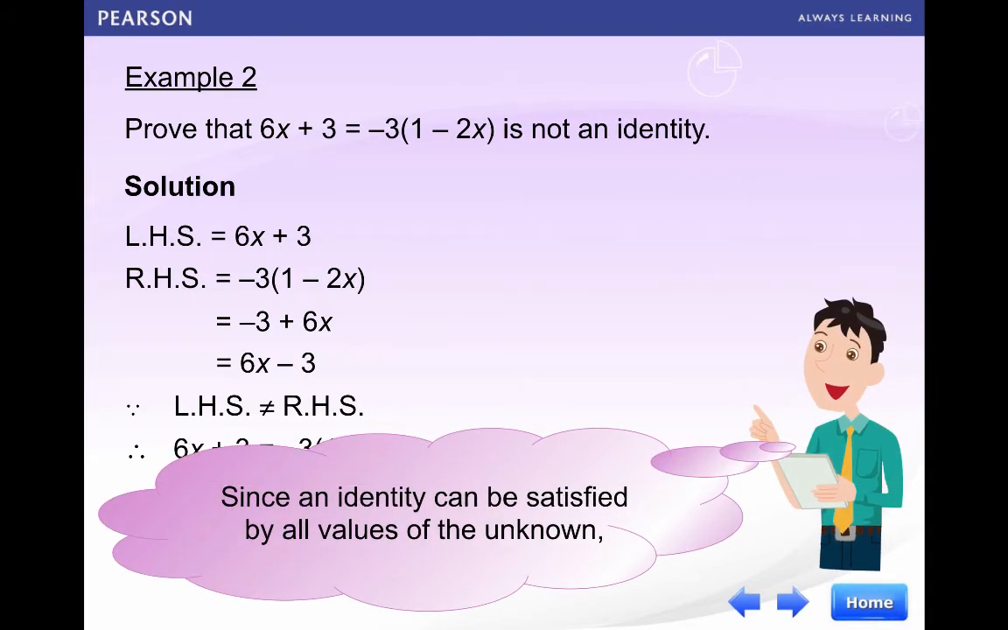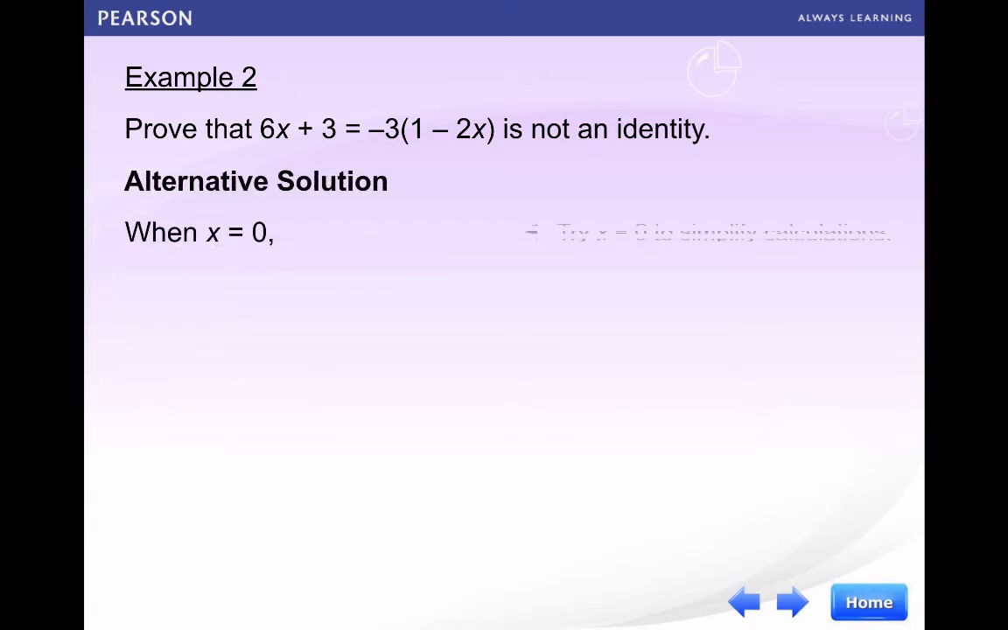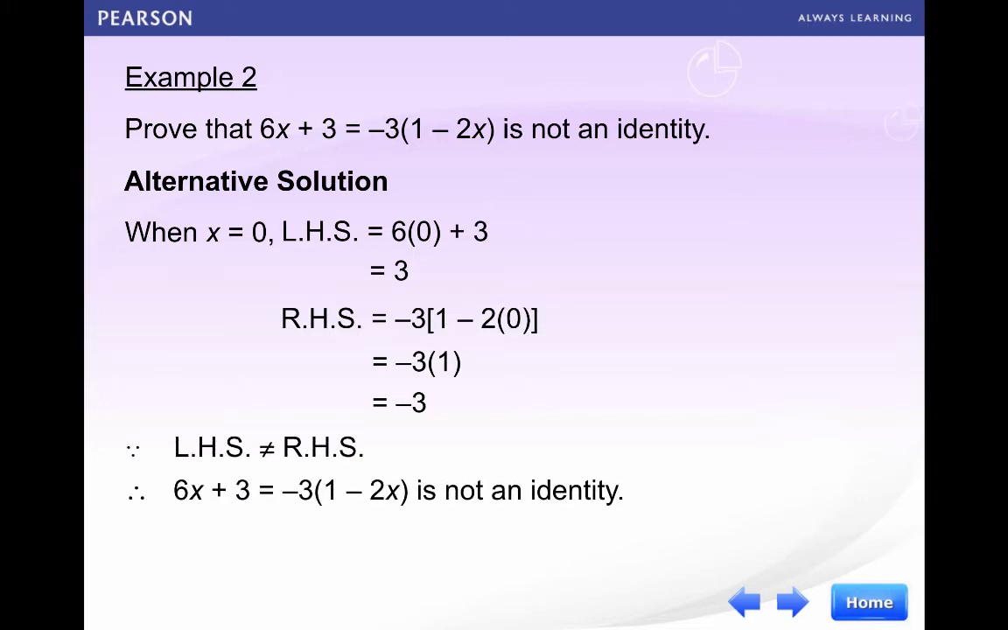Since an identity can be satisfied by all values of the unknown, by finding a value of x that does not satisfy the equation, we can also prove that the equation is not an identity. What does it mean? Look at this. We try to put a number, let's say x equals 0. For the left hand side, it is 3. For the right hand side, when we put x equals 0, this is negative 3. So left hand side is not equal to right hand side. We can also say that this is not an identity.